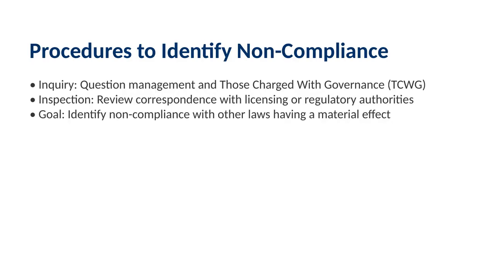Next, the examiner wants to see the specific procedures you will perform to identify noncompliance with other laws that might have a material effect. You should list these as two distinct points. First, inquire of management, and where appropriate, those charged with governance, to ask if the entity is in compliance. Second, inspect any correspondence that may exist with the relevant licensing or regulatory authorities.